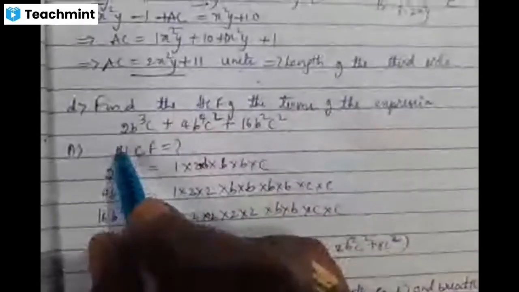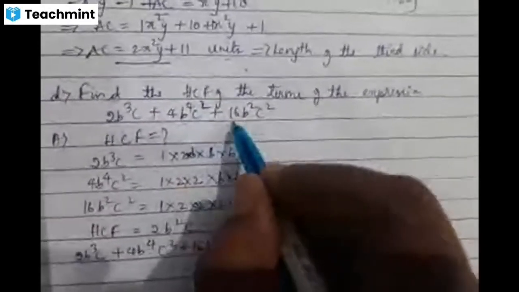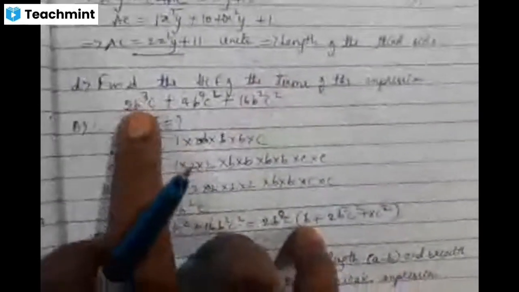Next is question number D. Find the HCF of the terms of the expression 2b cube c plus 4b to the power 4 c square plus 16b square c square. We have to find the HCF for the 3 terms here. We know how to find the HCF. Directly also we can find it out.